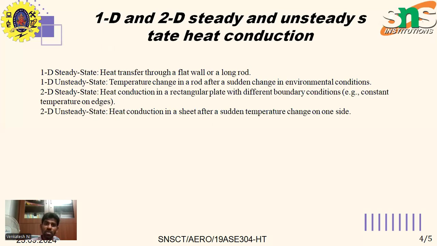For 1D and 2D steady and unsteady state heat conduction, examples include conduction through a flat wall or long rod, and 1D unsteady state temperature change in a rod after a sudden change in environmental conditions. The 2D steady state condition applies to a rectangular plate with boundary conditions, and 2D unsteady state heat conduction applies to a sheet after a sudden temperature change on one side.